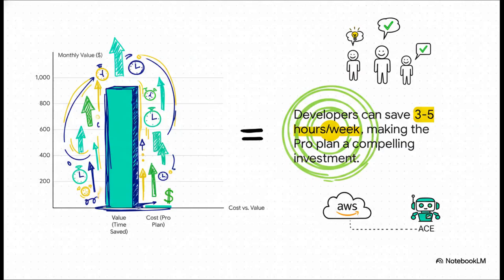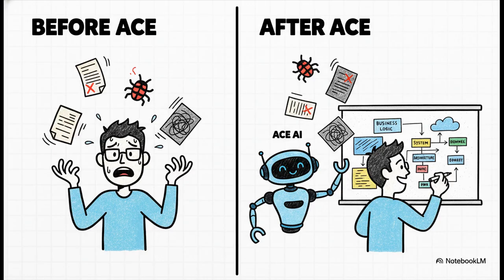So when you boil it all down, what's the return on your investment here? Well, the thinking is that an active developer could save anywhere from 3 to 5 hours a week. And when you weigh that against the $19 a month cost for the Pro plan, well, the math is pretty compelling. So here's the final verdict.